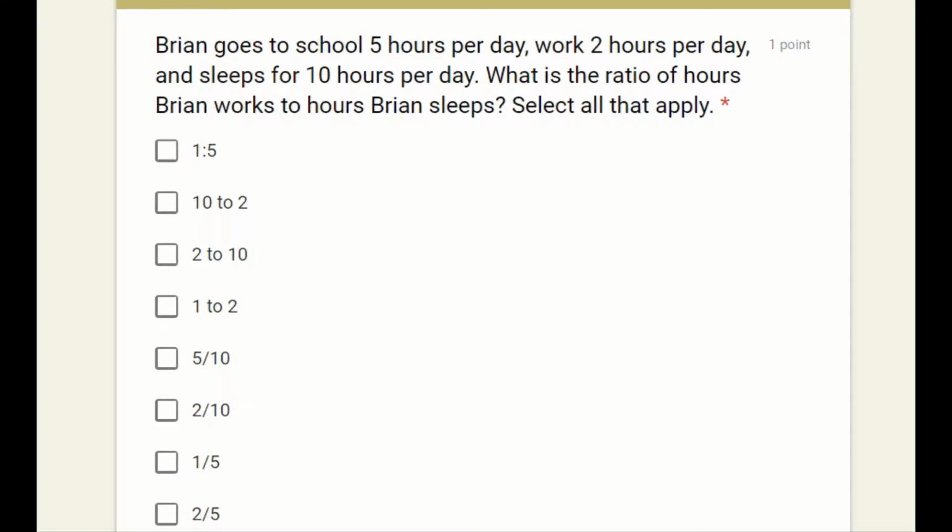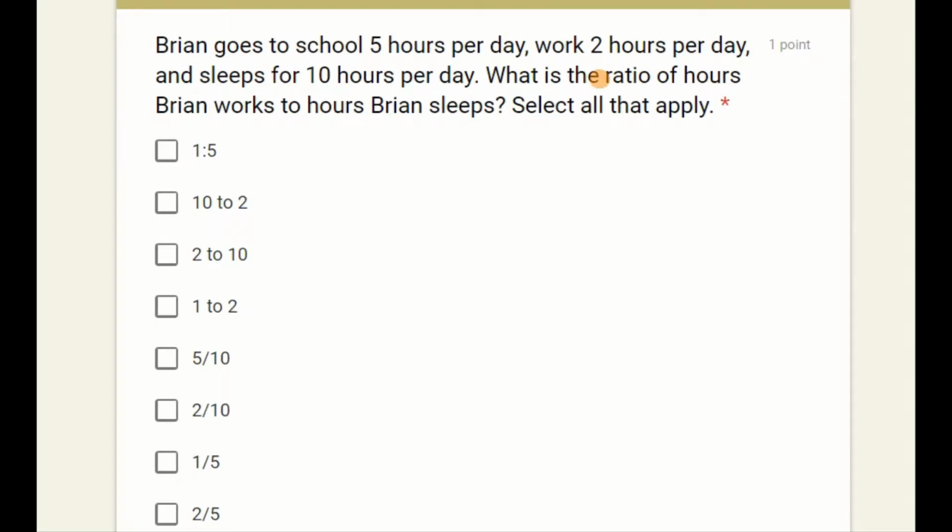Brian goes to school 5 hours per day, works 2 hours per day, and sleeps for 10 hours per day. What is the ratio of hours Brian works to hours Brian sleeps? Select all that apply. Whenever you get a ratio question, you want to always make sure you write the ratio out in words and then write the numbers and simplify to find equivalent ratios.